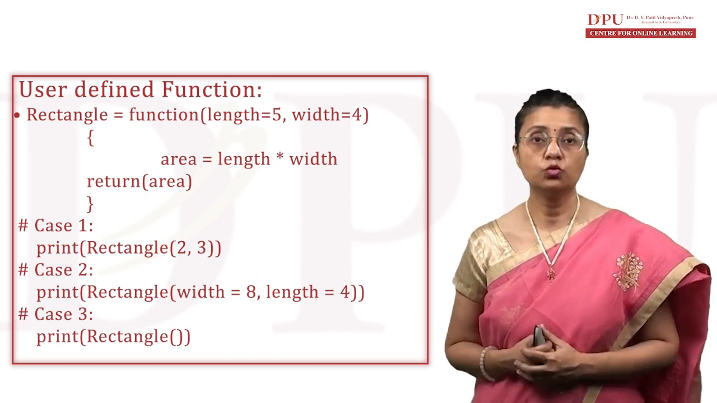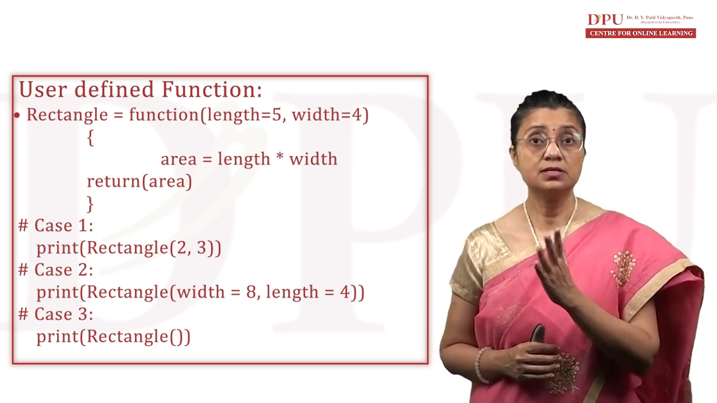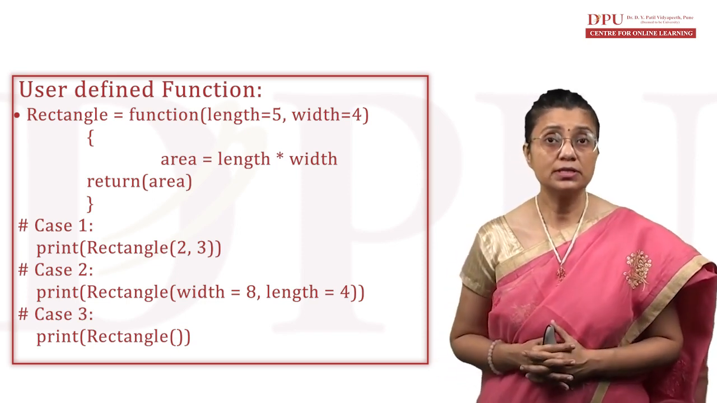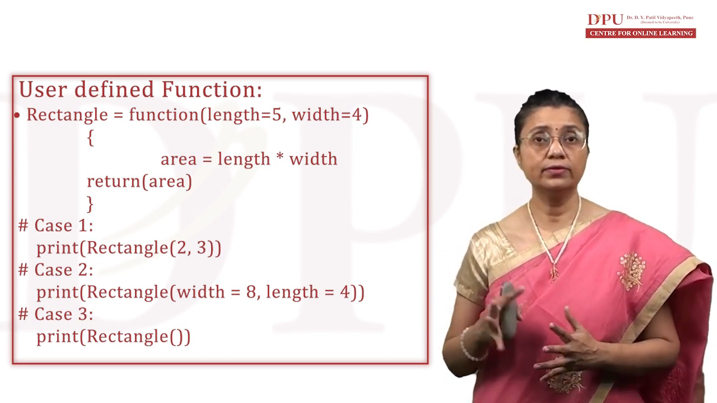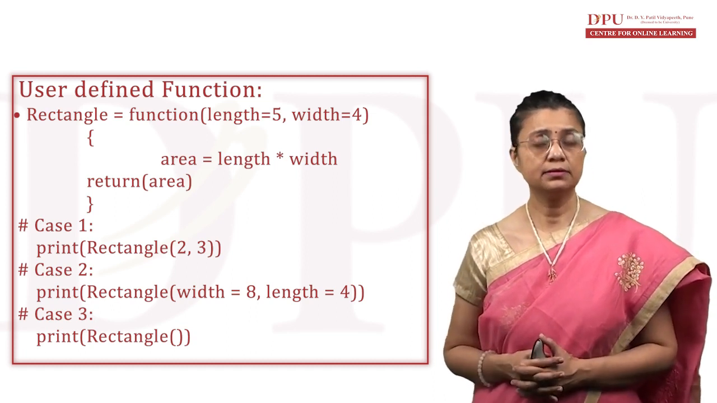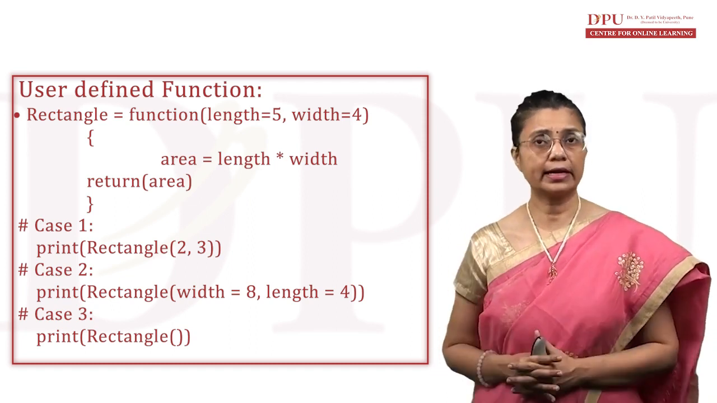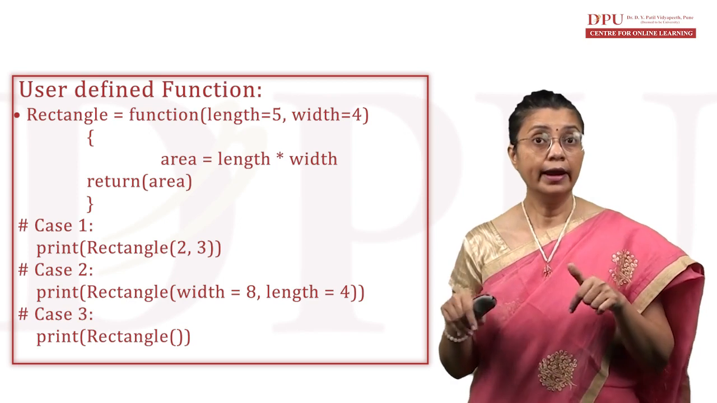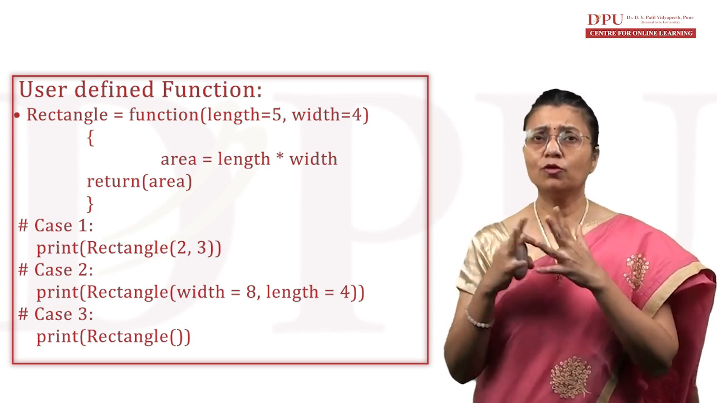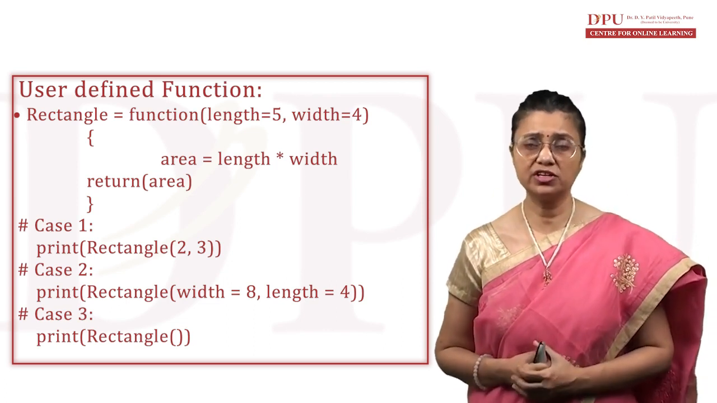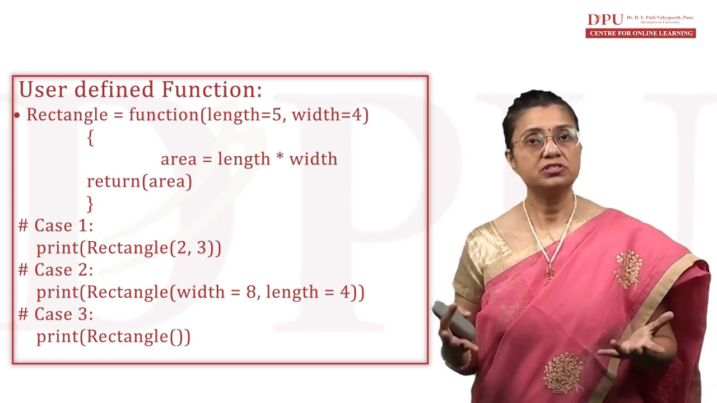If I'm going into the case 2, the width becomes 8 and the length becomes 4. I'm writing width is 8 and length is 4. So you can see over here 8 4s are 32. I'm giving width first and length second, and I'm getting the output 32. And in the case 3, I'm printing by just calling rectangle. I'm only calling rectangle and I am not passing any value, which means it will take 5 and 4, which were given by default at the time of function definition, which you can see in the very first line, and it will do 5 into 4, which is 20.